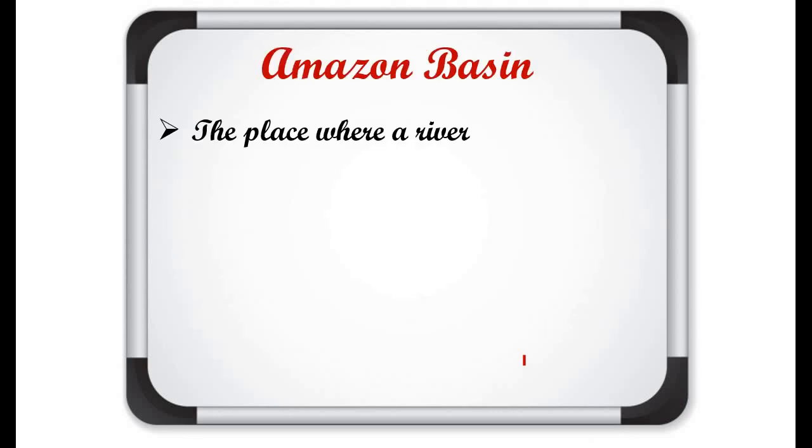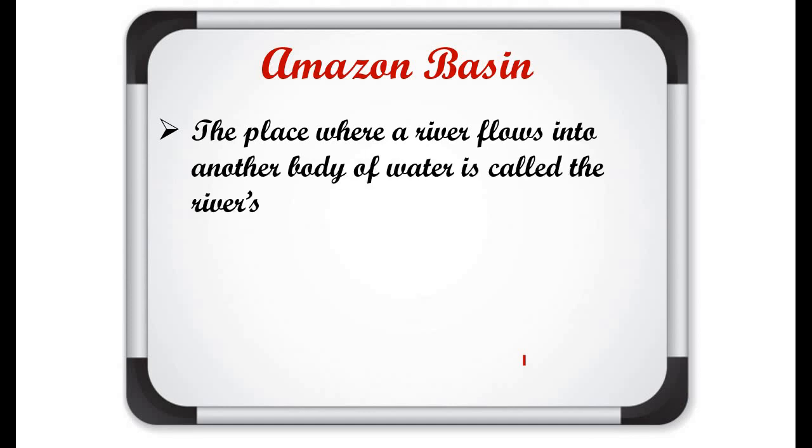The place where a river flows into another body of water is called the river's mouth. So what do you mean by river's mouth? River's mouth means the end of the river, where a river falls into or mixes with another water body like an ocean or sea. So the end point of the journey of the river is known as its mouth.